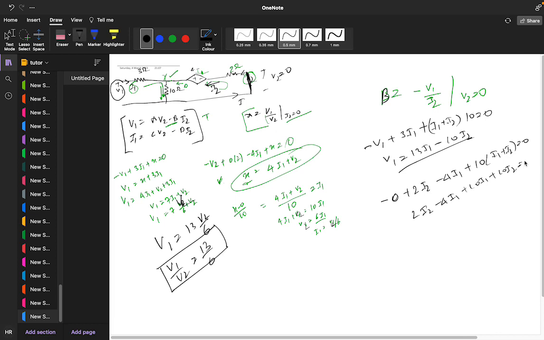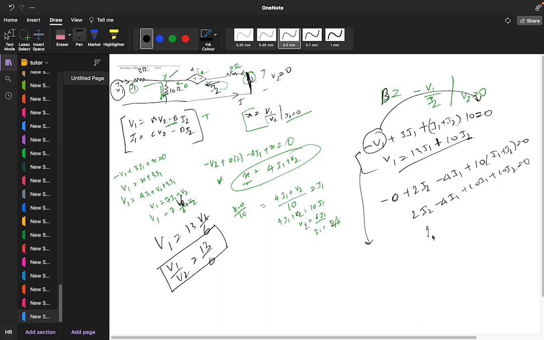Sir, yes, V1 value, where? See, it's equal to 0. So V1 is equal to 13I1 minus 10I2. Yes, it's correct, only 10I2. So 2I2 minus 4I1 plus 10I1 plus 10I2 is equal to 0.